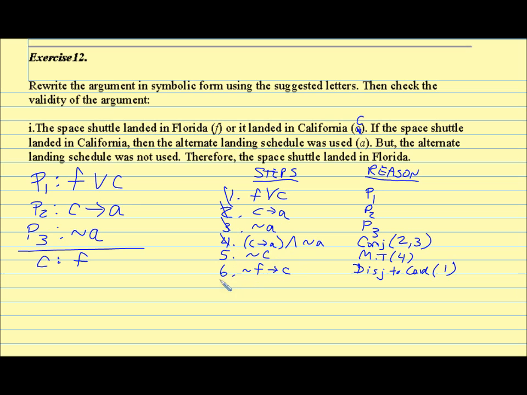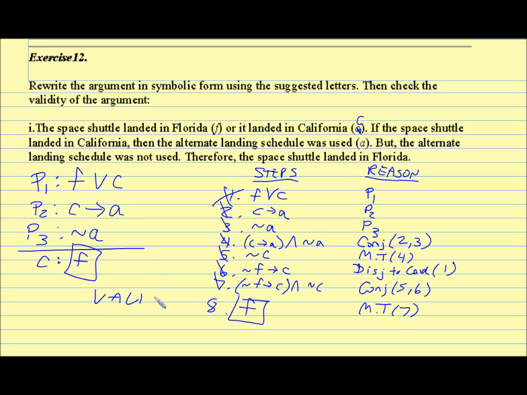Okay, so we have this information. Let's make a conjunction here. If not F, then C, and not C. That's a conjunction of 5 and 6. Again, we set up a perfect argument form for modus tollens. Apply modus tollens to step 7, and we get the conclusion, which is the negation of the antecedent. So the negation of not F is F. And that was the conclusion that we were going to find. So this is a valid argument. We've proven it's valid with a two-column proof.